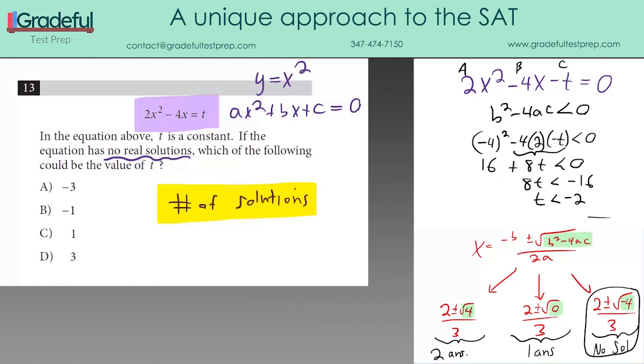So just imagining that on a number line now, I'm going to put the numbers negative 3, negative 2, negative 1, 0, 1, 2, and also 3. And if t is less than negative 2, that means that we would want an open circle at the negative 2, and we would want to move in the smaller direction from there. Now, which of the answer choices would still be in that solution set? There's only one, negative 3. And the answer for 13 is A.